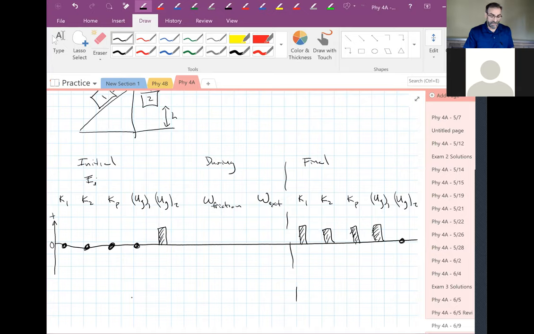Do we have friction in our system? Yes, we do. We only have one friction force, just block one. So that's why I just put one work done by friction. If block two is also sliding on a surface, then you'd need two: work done by friction on block one, work done by friction on block two, right? You just expand this equation to accommodate your situation. Work done by friction, negative.